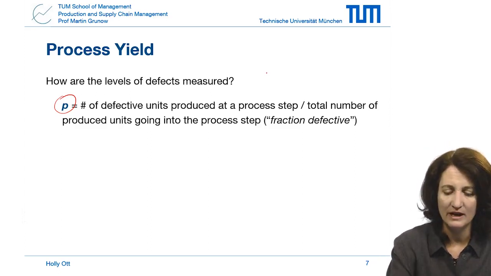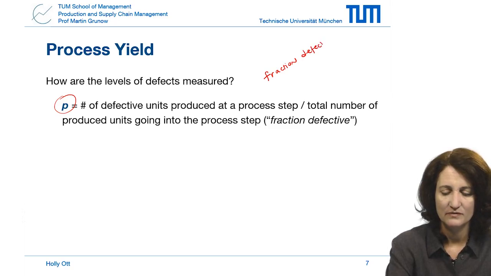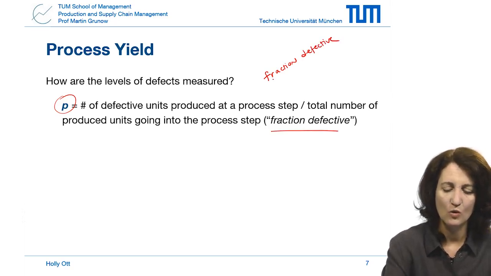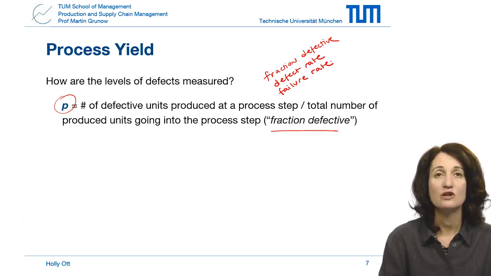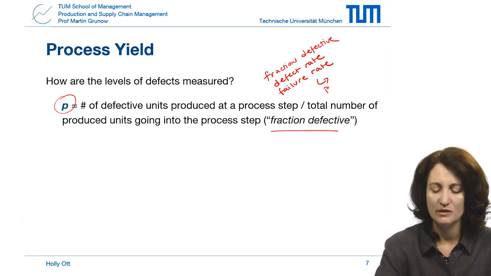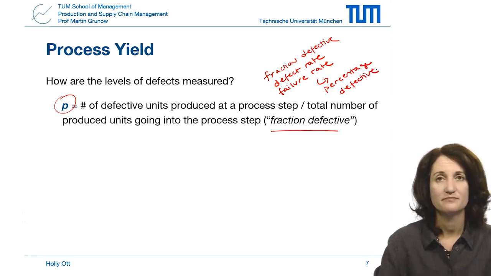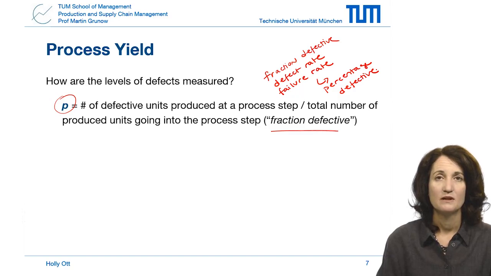This is also known as the fraction defective, or sometimes called the defect rate or the failure rate. Sometimes you hear those terms. And if you convert that into a percentage, then we get the percentage defective. Okay.